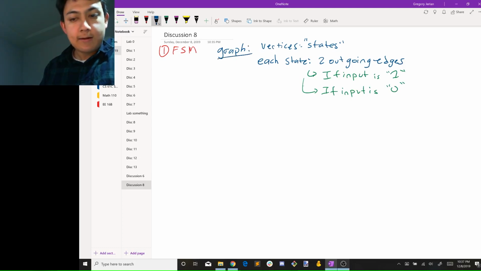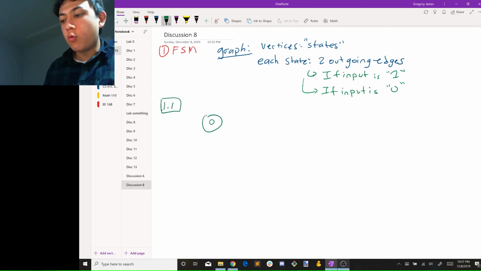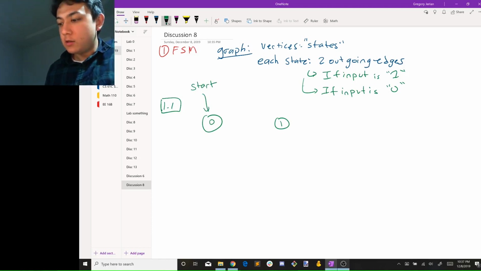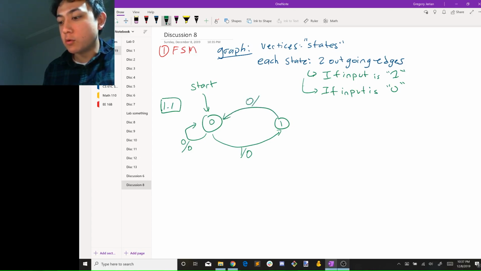So an example is the one in 1.1 on your worksheet. So in this example, there's a vertex or a state 0, and there's another vertex 1. And you start off at 0, and each of these vertices has two outgoing edges, like I said. So 0 has an outgoing edge that leads back to itself, marked 0/0. And it has an outgoing edge to 1, marked 1/0. Okay. And 1 has two outgoing edges, 1 to 0, marked 0/0, and 1 to itself, marked 1/1.